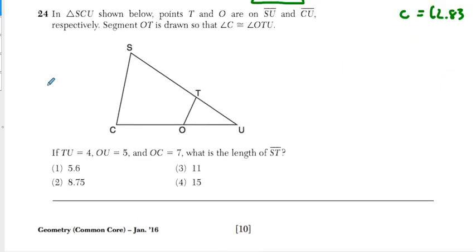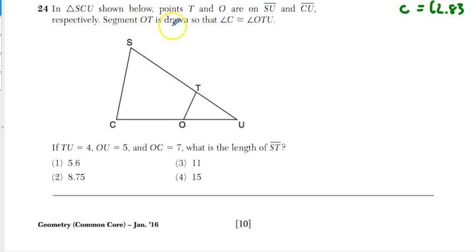And for our final question, in triangle SCU shown below, point T and point O are on SU and CU respectively. Segment OT is drawn so that angle C is congruent to angle OTU. You might be remembering this question now. If TU is 4, OU is 5, and OC is 7, what is the length of ST? Now, for this question, remember, these are two similar triangles here, right? But these two lines, TO and SC, are not parallel, okay? It's important to note that, so you're not going to use the side splitter here. You need to draw two triangles.